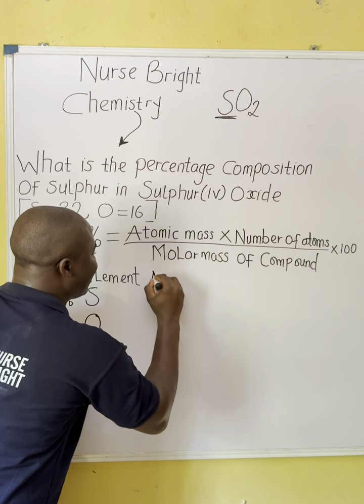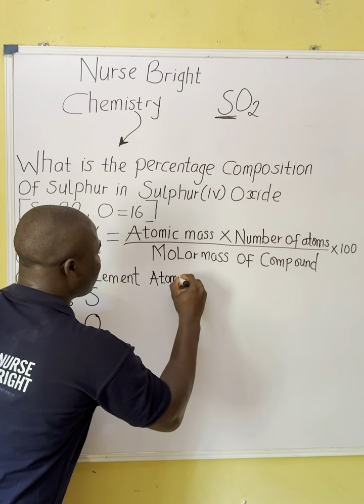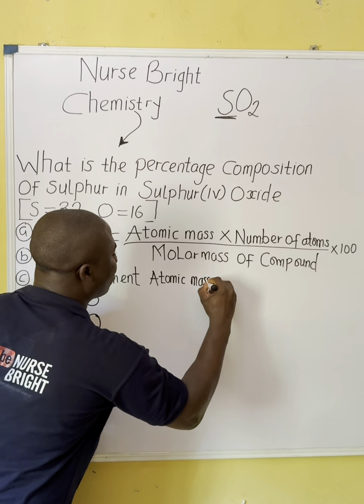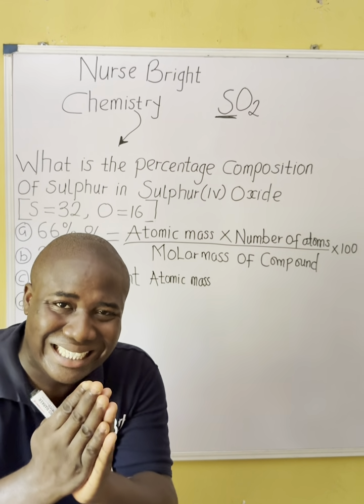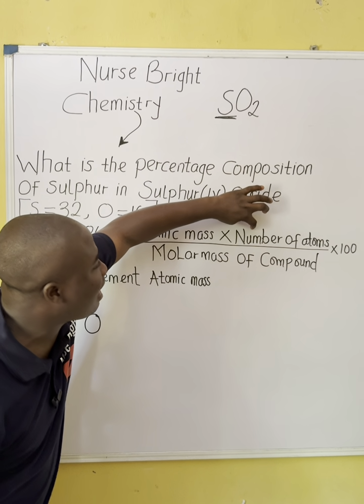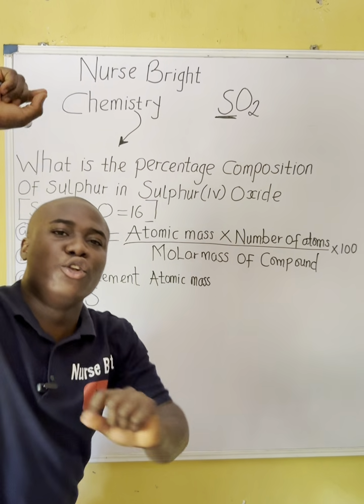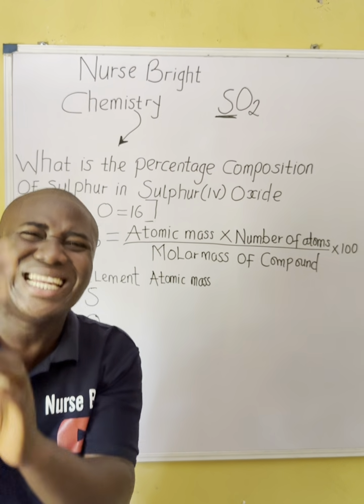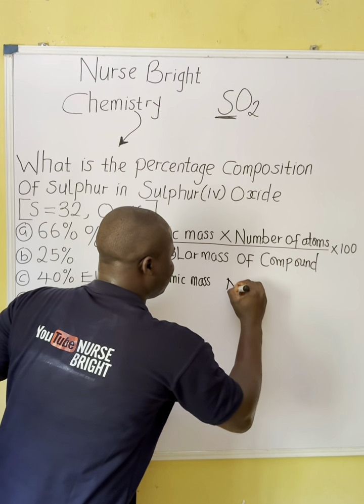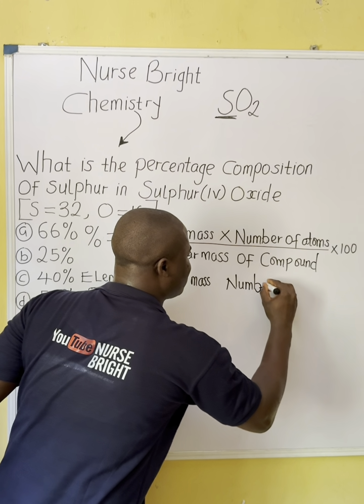So here I'm going to write, listen and listen good. I am going to write here atomic mass. The next thing I want to write is the other aspect of this formula, which is number of atoms. Listen and listen good. Alright.